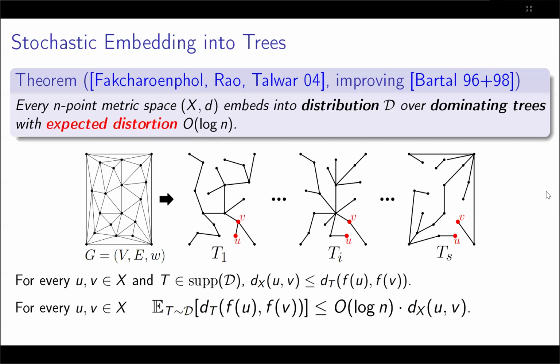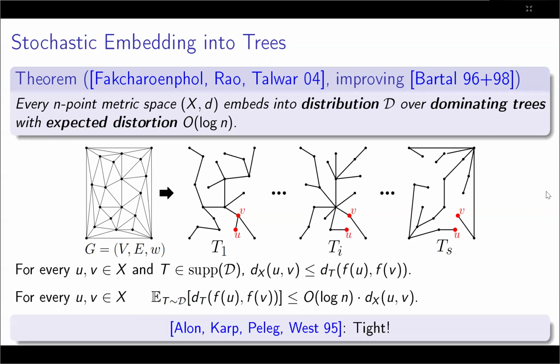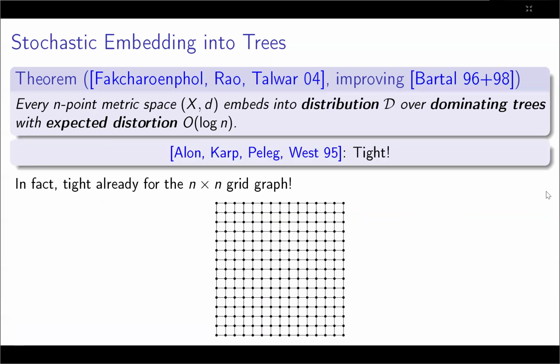For example, this pair here has very small distortion. Here it is fine. Here it is terrible. And the guarantee is that in expectation, it will always be at most log n. We saw in the cycle that we have expected distortion 2, and the distribution was over n paths, which we get by deleting one edge. Here we have something similar, but it's log n. And this is also known to be tight. It was actually proved even before by Alon et al. And this is tight already on the grid. So even if you start with a fairly basic metric space like the grid graph, you still cannot improve over this log n.